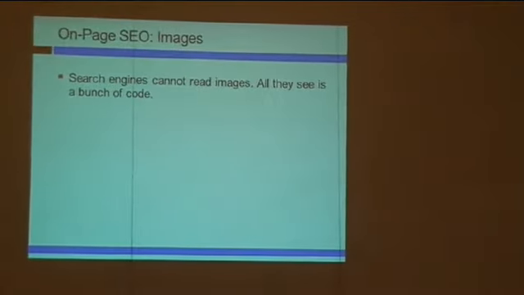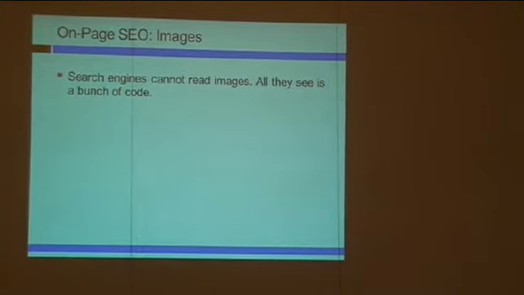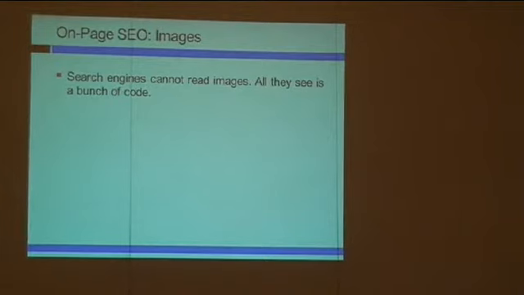Images. Search engines can't read images. All they see is code. So it doesn't know what your images are about. So you have to kind of help them along. Let them know exactly what that image is about. And it's using alt tags or alt text.